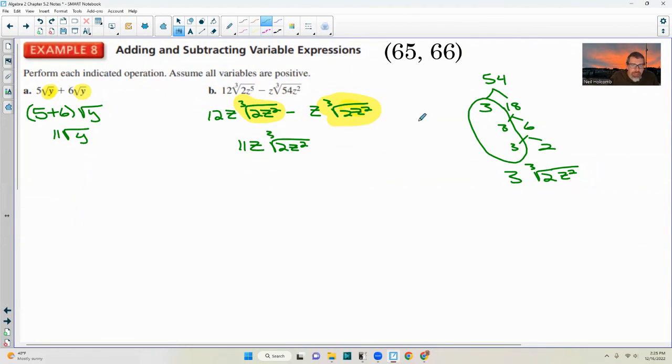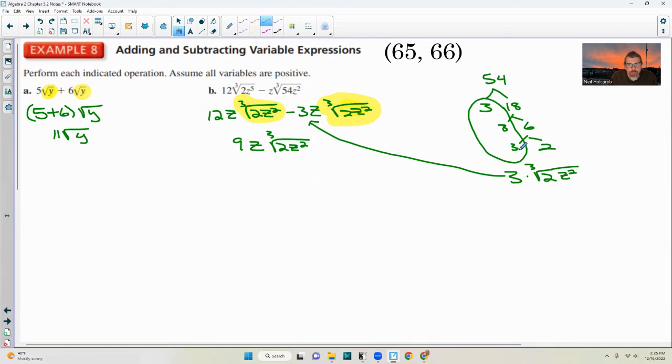Okay, unfortunately, I made a mistake there. I forgot this 3 that's sitting here. So my apologies. That's got to be here. Okay, I needed to move that there. I forgot it. So let me erase this 11. And 12 minus 3 is 9. So it's 9z cube root of 2z squared. All right, sorry about that.